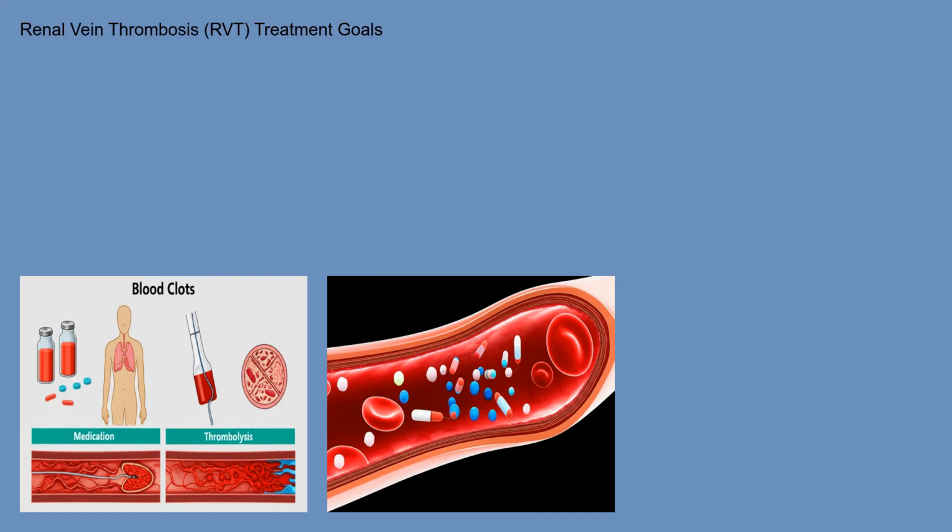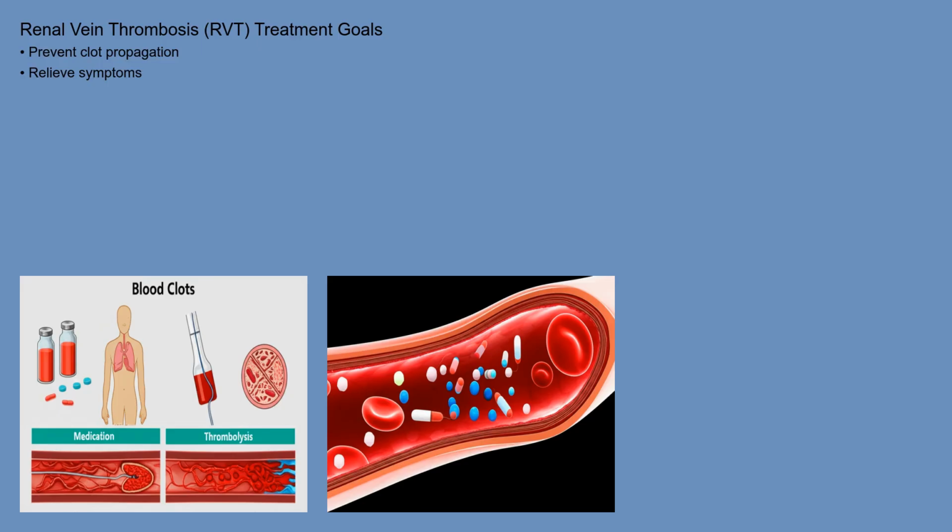The primary goals of treatment for renal vein thrombosis are to prevent further clot propagation, relieve symptoms, and restore kidney function. Anticoagulation therapy is the cornerstone of treatment. This involves the use of medications like heparin or warfarin to prevent new clots from forming and to allow the body's natural mechanisms to dissolve the existing clot. The duration of anticoagulation therapy varies depending on the underlying cause of RVT and the patient's individual risk factors. In some cases, anticoagulation may be lifelong.